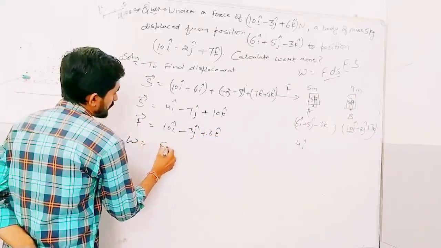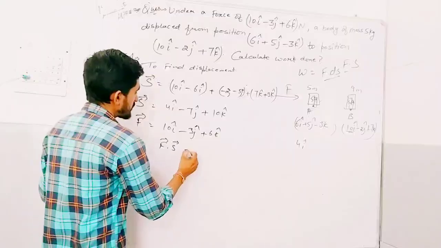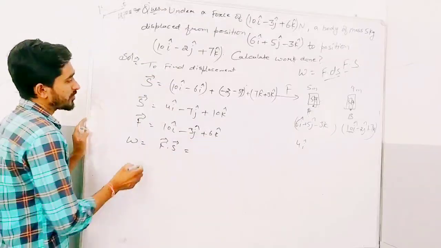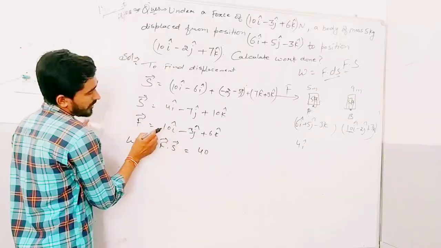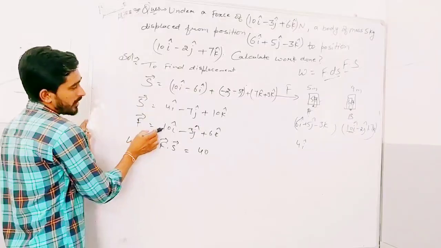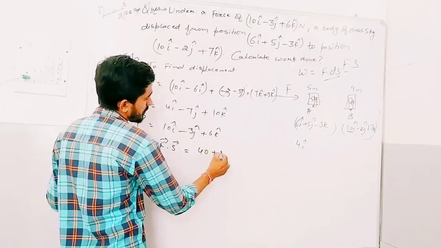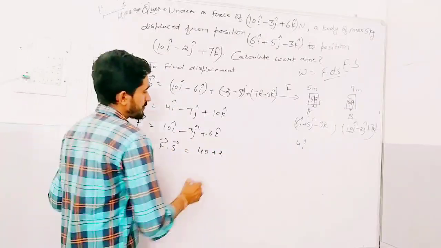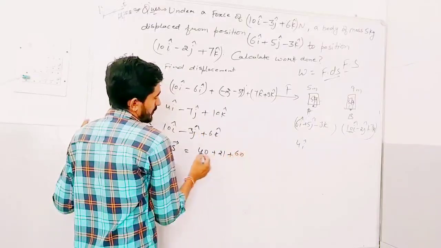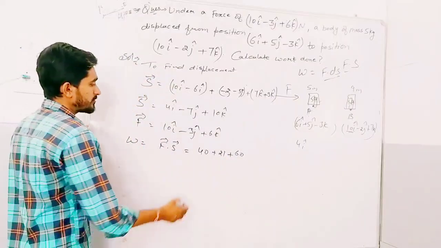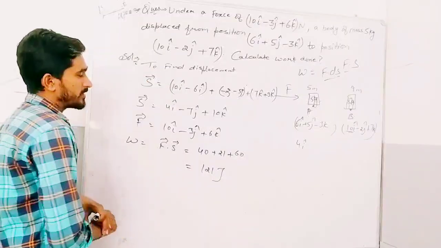What is work done? Work done is the dot product of force and displacement. i dot i gives 40, j dot j gives minus 21, and k dot k gives plus 60, so the total is 121 joule. This is my final answer.